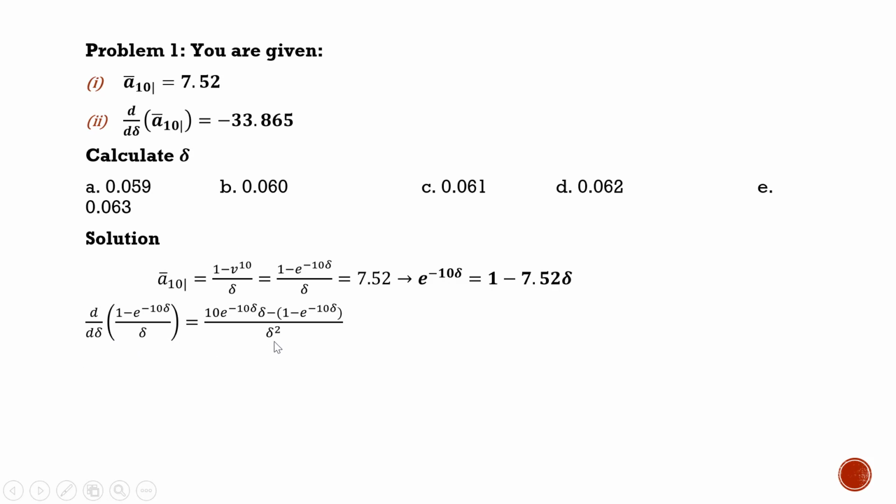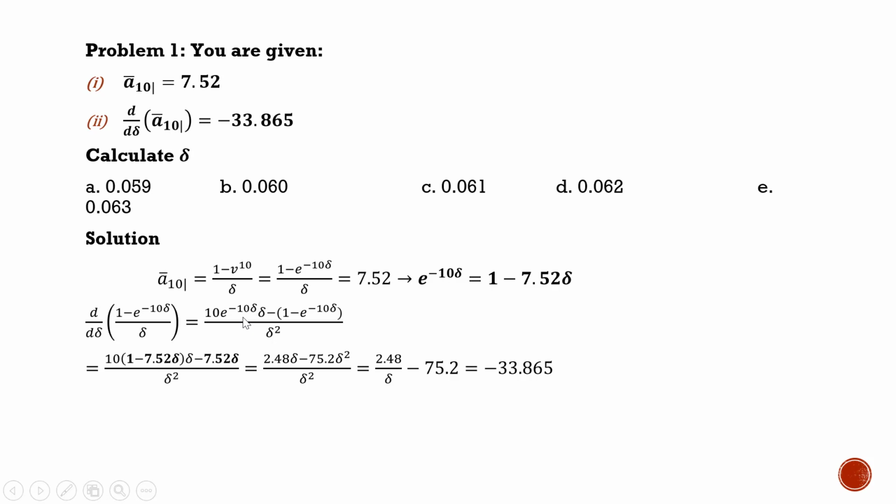So we differentiate this formula with respect to delta. This is just the quotient rule, right? So the numerator derivative becomes 10 e to the negative 10 delta times the denominator delta, minus the derivative of the denominator. The derivative of delta is 1, times the numerator 1 minus e to the negative 10 delta, and the denominator we square.